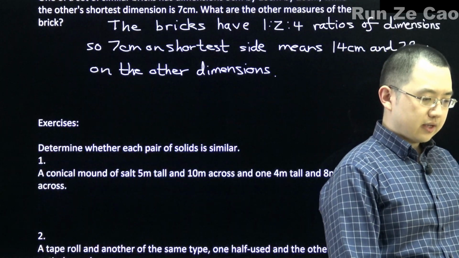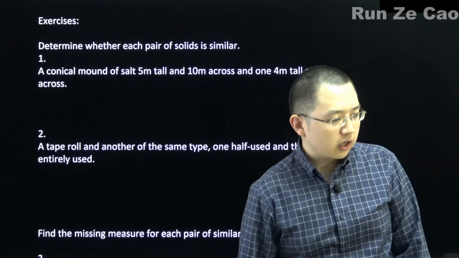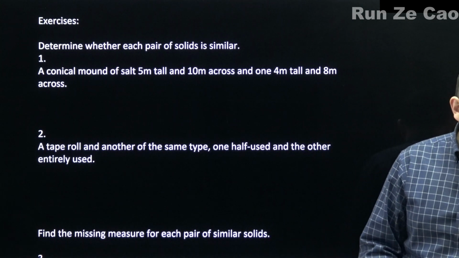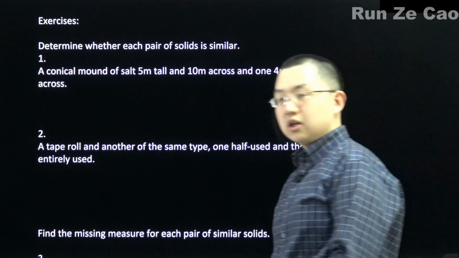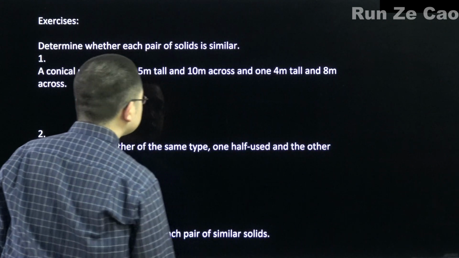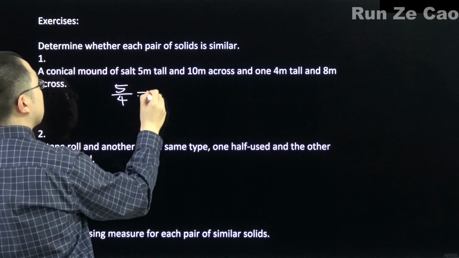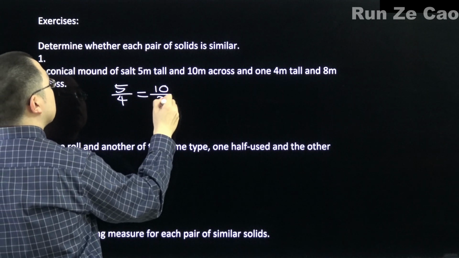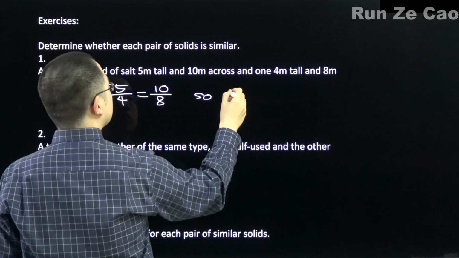Okay, let's do some exercises. Determine whether each pair of solids is similar. A conical mound of salt, 5 meters tall and 10 meters across, and one 4 meters tall and 8 meters across. Well, 5 over 4 equals 10 over 8. So, similar.